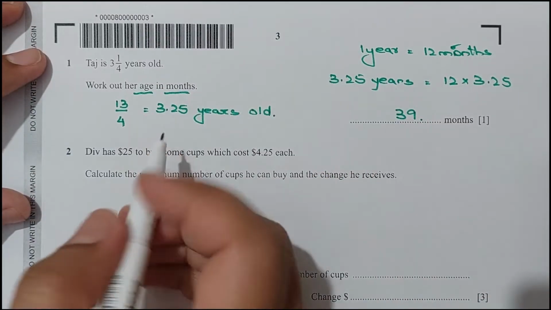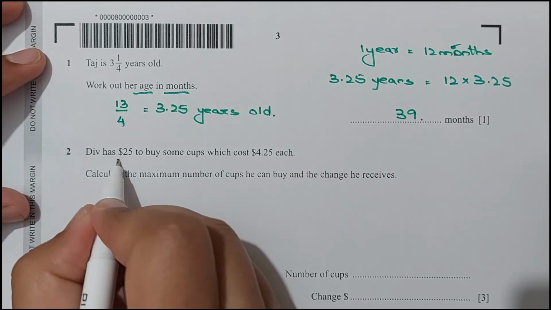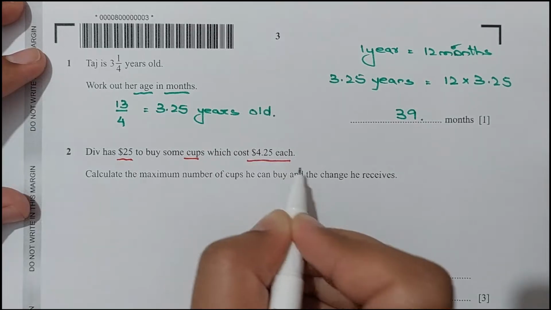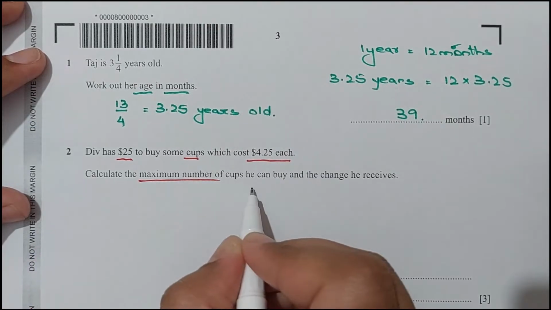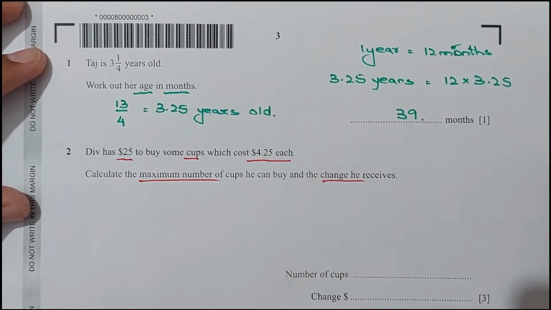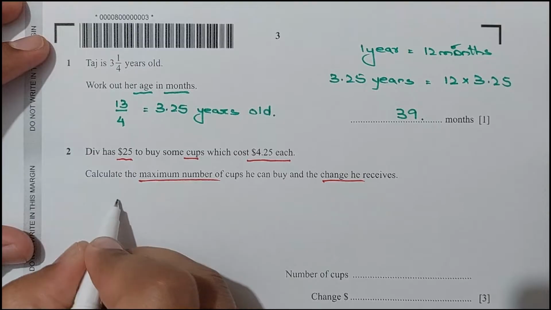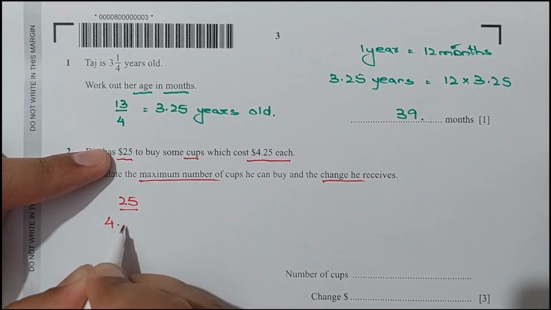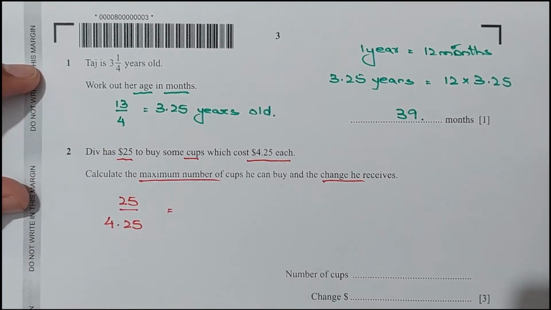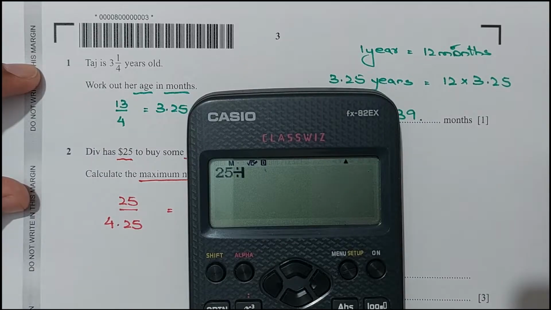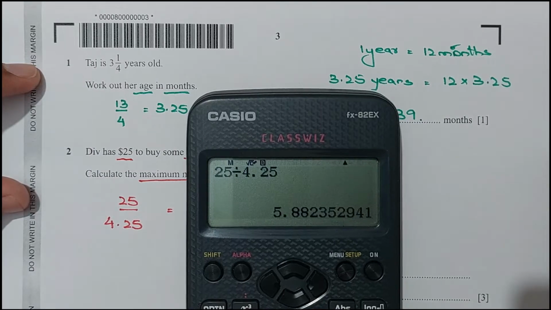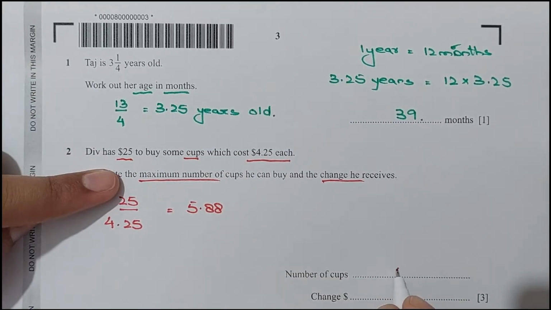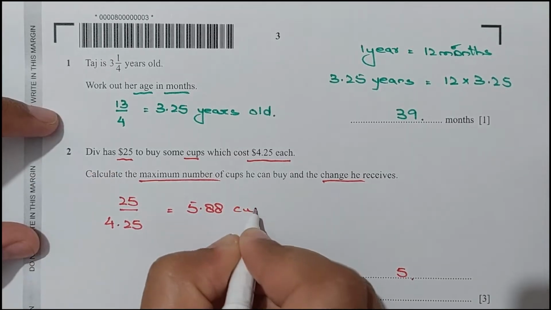Question number 2, Dev has $25 to buy some cups which cost $4.25 each. Calculate the maximum number of cups he can buy and the change he receives. Okay, so with $25, the total is $25 and the cost of each cup is $4.25. You have to divide and check. 25 divided by 4.25 is 5.88. So the maximum number of cups he can buy is 5 cups.